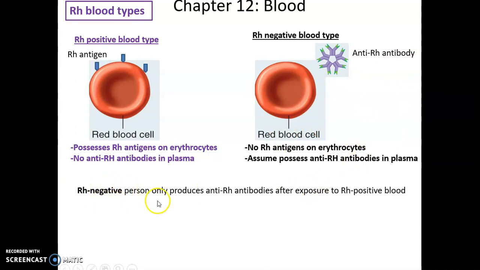Technically, in an Rh negative person, they only produce the antibodies against Rh after exposure to Rh positive blood. But since there's no way for a hospital, a nurse, whoever to know if someone's been exposed before, they just assume someone who's negative in their blood type is going to have a response. So they take that into account when determining which kind of blood can be used for a blood transfusion. So basically, we assume someone who's Rh negative possesses the antibody against the Rh antigen, in order to prevent any accidents in the hospital.